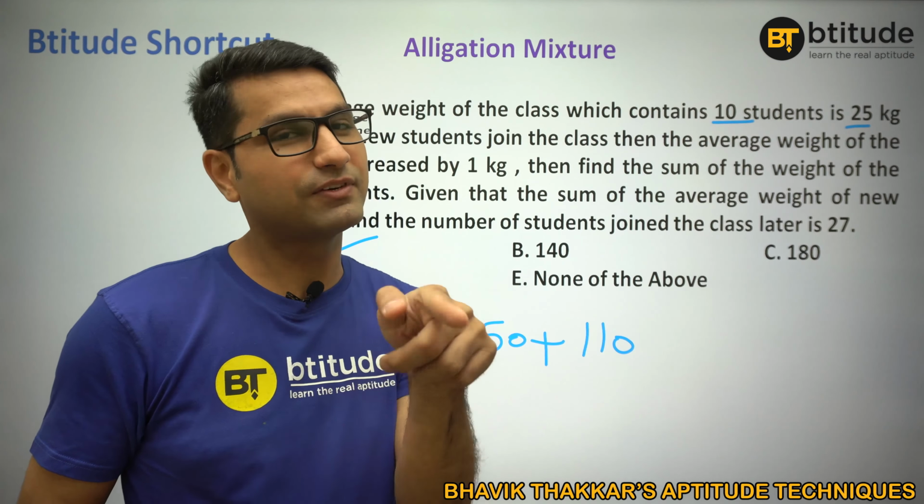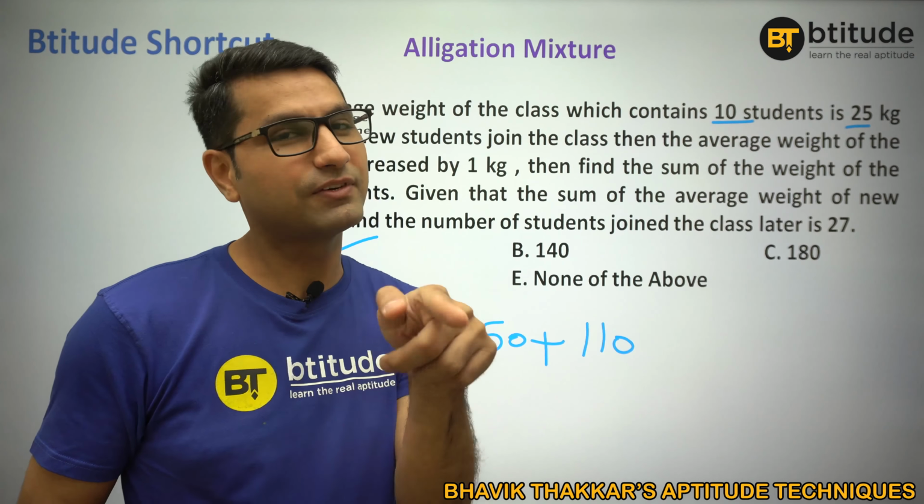It's anyway the first option, but we are not just lucky that it's the first option. Even if it was the third option, we would not have chosen 140 or 180, because when you add them to 250, the total weight is not a multiple of 24. So of course, it cannot be the answer, right? So 250 plus 110, if by option we go that this is the total weight of new students, this is the total weight 360. Because the final average is 24, 360 divided by 15 is 24, that means the total number of students is 15.